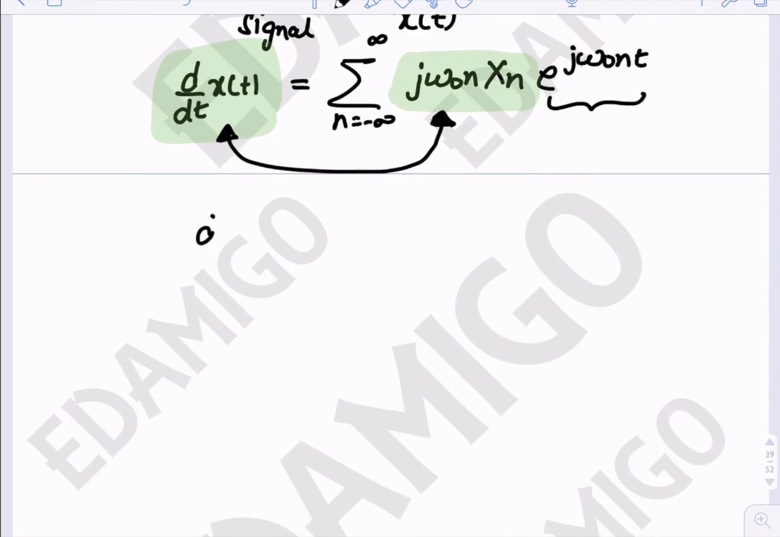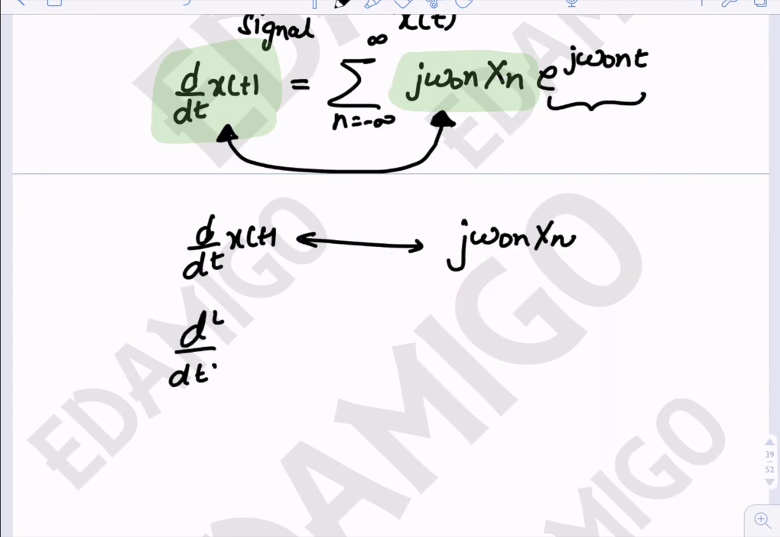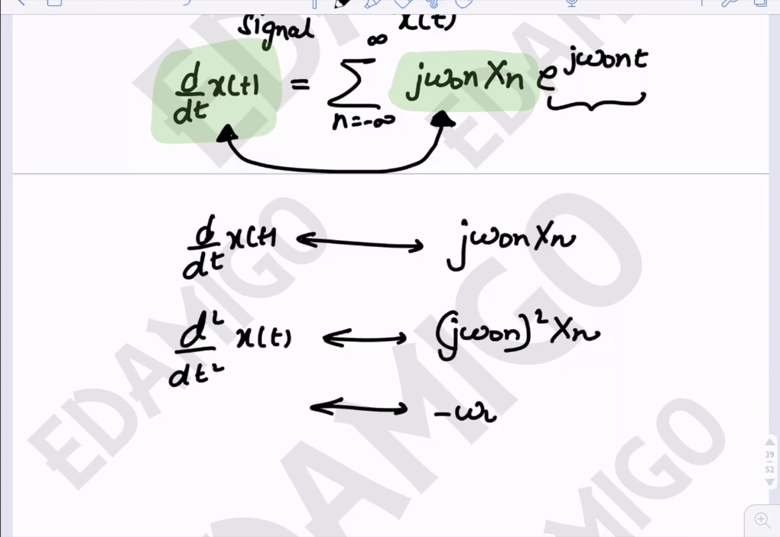So we can say that d by dt of x(t) will have the exponential Fourier series coefficient j omega naught n x_n. If we double differentiate it, we will multiply by the factor two times. Simple. (j omega naught n) whole square x_n, that is minus omega naught square n square x_n.